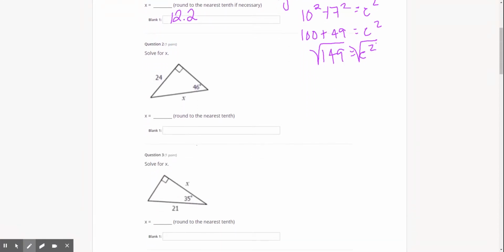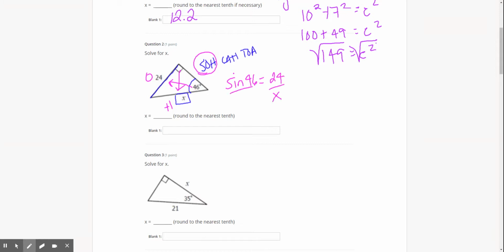For question number 2, we're given some slightly different information. We're given an angle and a side, and we want a side. So this is going to be trig. So SOH CAH TOA. We've got to figure out which trig function we need to use. So we're going to label. If I go opposite and hypotenuse, I want sine. So sine of 46 equals O over H, so 24 over x.